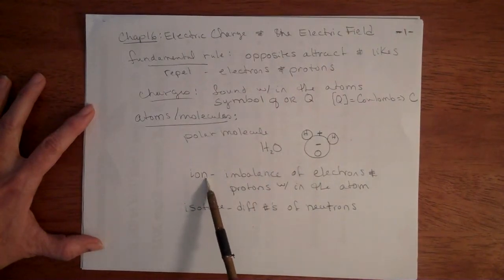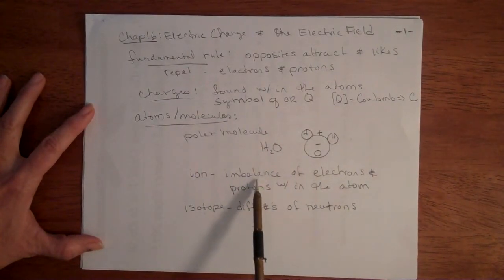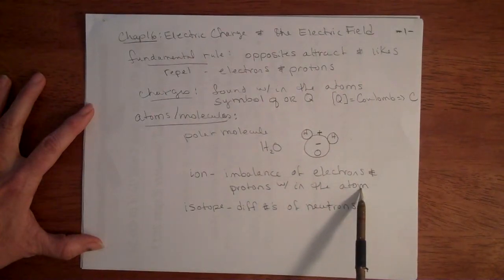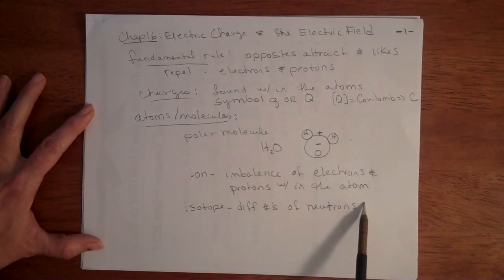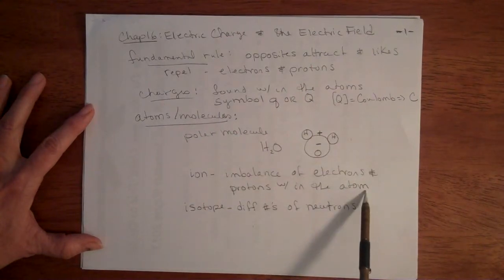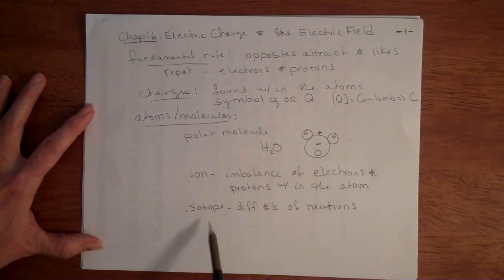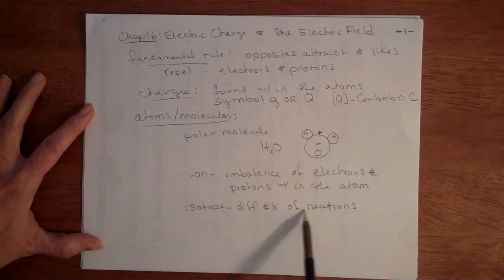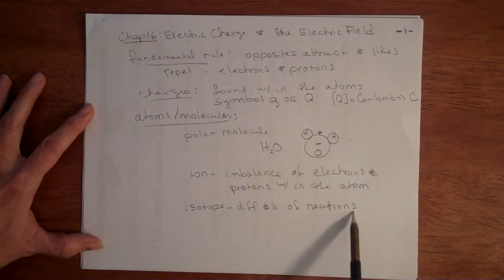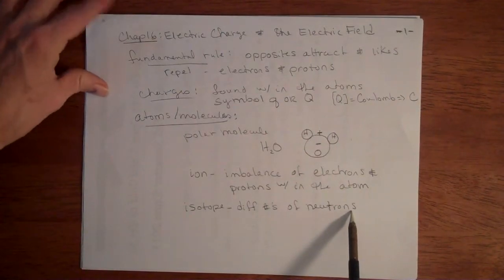Another type of atom is the ion. The ion is an imbalance of electrons and protons found within the atom. So if I take a neutrally balanced atom and strip an electron away, then I have more positive charge than negative charge, and I would have a positive ion. If instead I push an electron into an originally neutral atom, then we would have more negative charge than positive charge, and that would be a negative ion. Lastly, an isotope. An isotope has different numbers of neutrons within the nucleus, and of course that does not affect charge at all, as neutrons are completely neutral in charge.